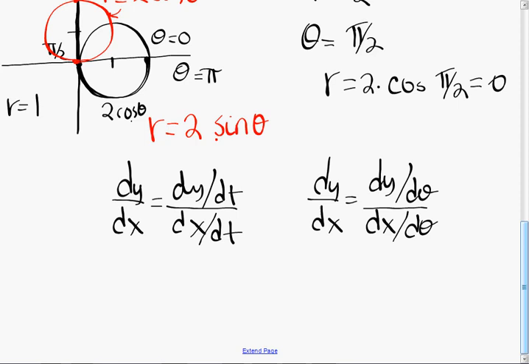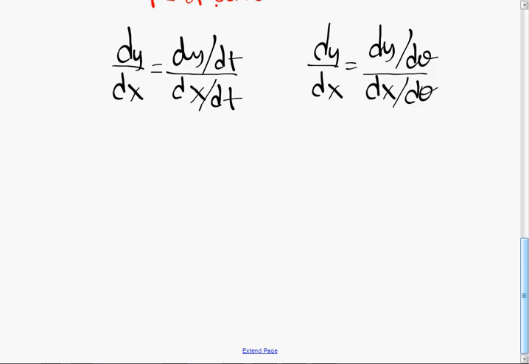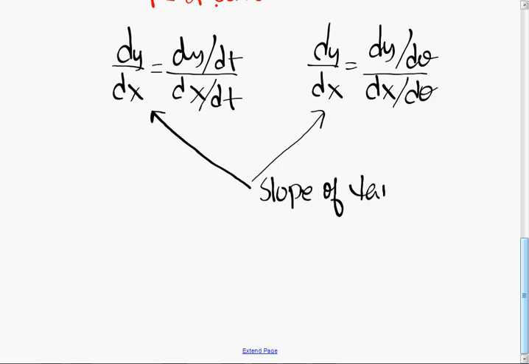Remember, now, what's dy dx? Dy dx is the slope of your tangent line. If you don't know how to write a tangent line, come in and see me, because you have to know how to do that. This is the slope of the tangent line. So let's find dy d theta so you can realize it's not as easy as you think.